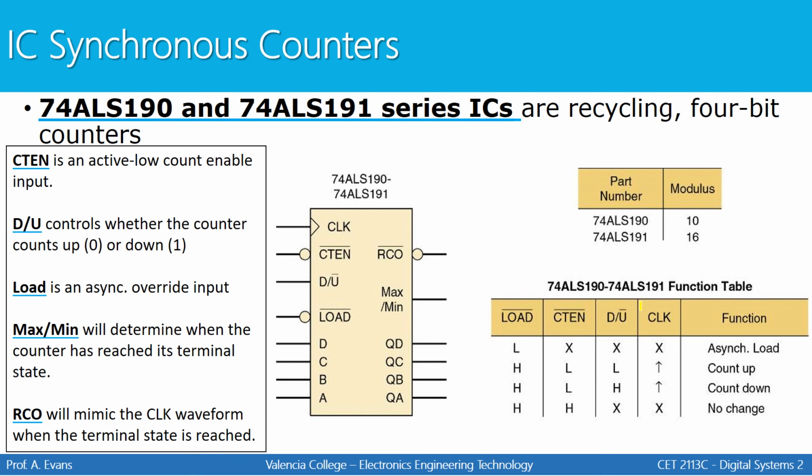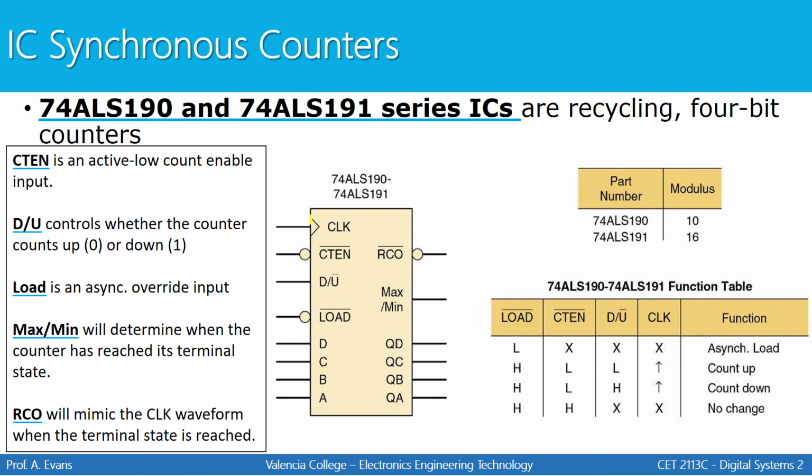Two other kinds of IC synchronous counters are the 74 ALS 190 and the ALS 191. These are recycling 4-bit counters. They have similar inputs, but there are a few things that are different. First, notice the part number. The 190 is a mod 10. The 191 is a mod 16. So you'll always want to know your mod number so you know the value that it will count up to. Just because it has 4 outputs doesn't mean it's always going to go up to 15. Always review that.